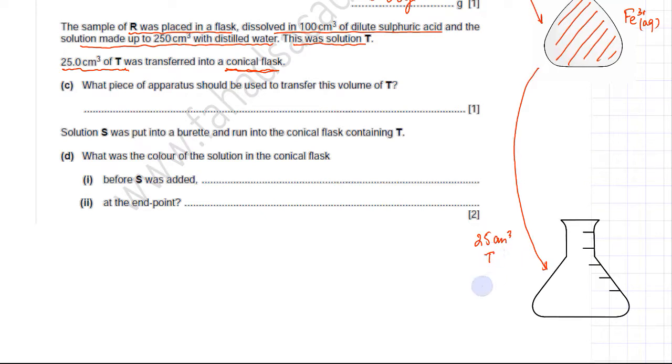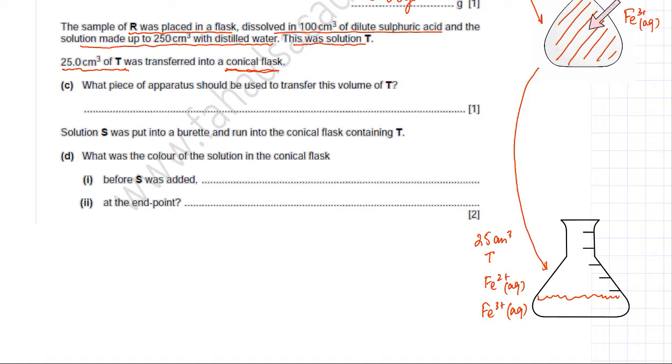And what does T contain? It contains Fe2+ ions, and it also contains Fe3+ aqueous ions. Plus it also contains the acid that we added initially, sulfuric acid. So that's also present, but more importantly, Fe2+ and Fe3+ aqueous ions are present in this solution T. So this is the amount of T that has been added, and he's asking what piece of apparatus would be used to transfer the volume of T.